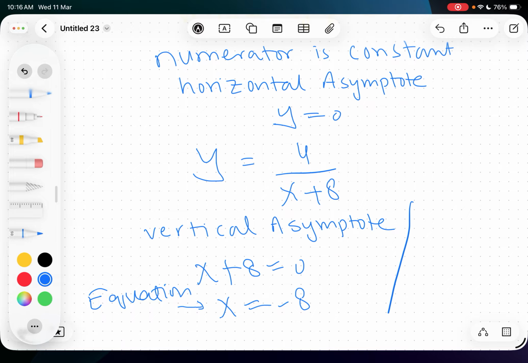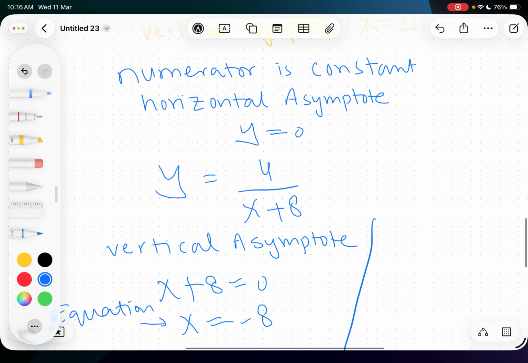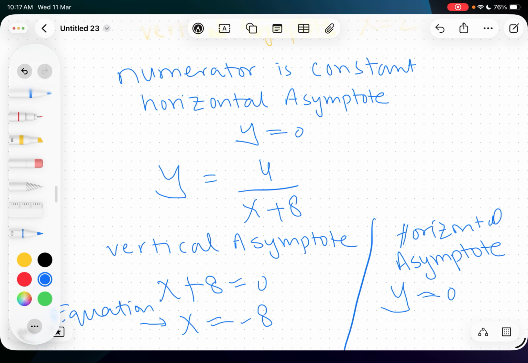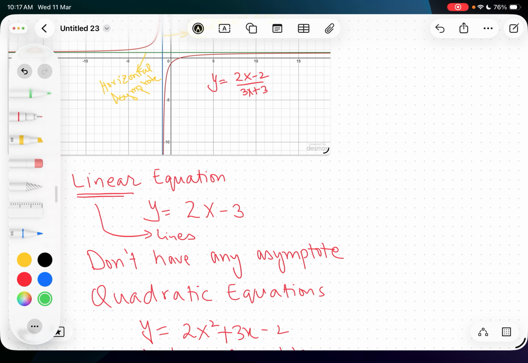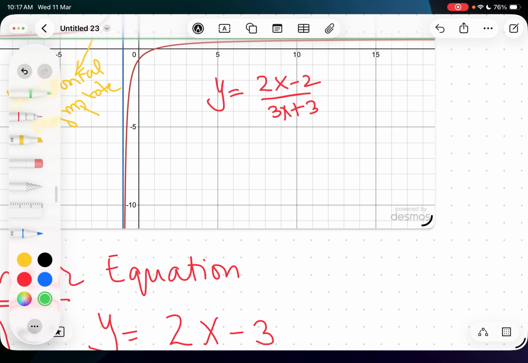Okay. So for the horizontal asymptote, you can see that the numerator is a constant value, that is 4. So the horizontal asymptote will be y is equal to 0. Now, moving to another example, the graph we have already plotted at the start of the video. The graph was for the equation y is equal to (2x minus 2) over (3x plus 3).